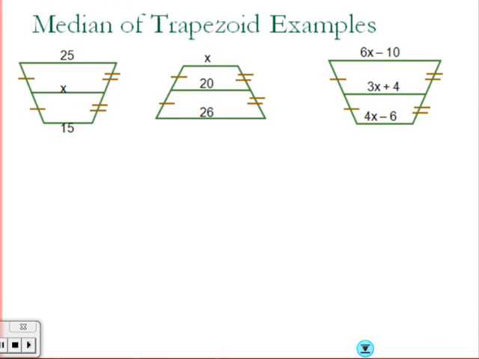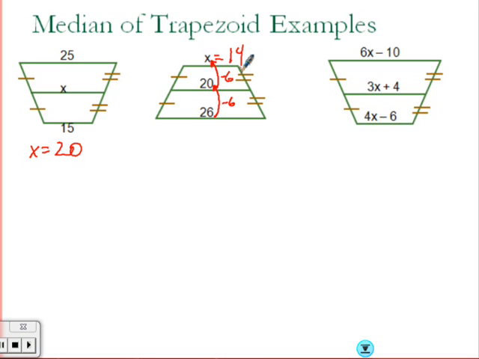So let's take a look here. Really pretty simple. The first one, the average of 25 and 15 is 20. You can set this second one up algebraically, but if we understand what median means, both algebraically and geometrically, it's the middle. It's something to do with the middle. So from 26 to 20, we went down 6. So go down 6 more, and you get x equals 14.